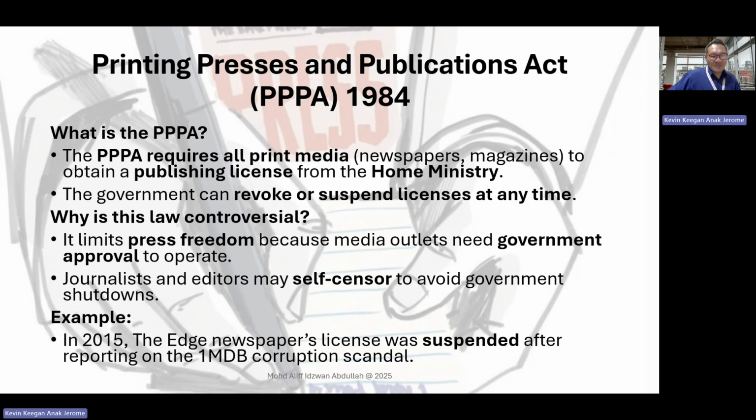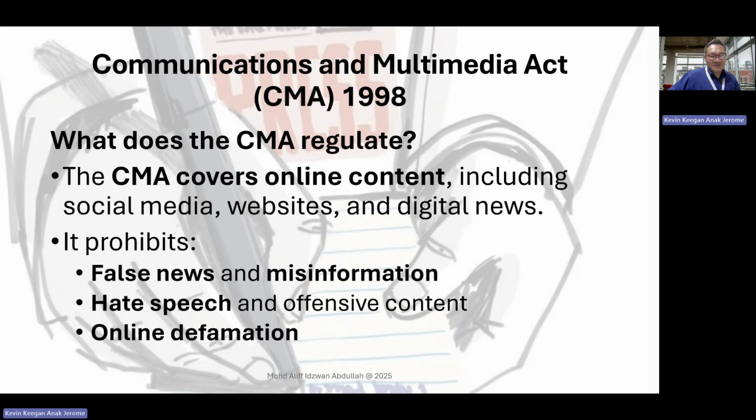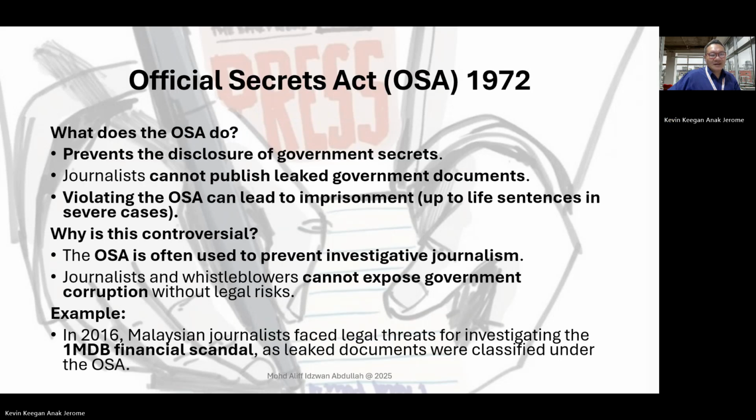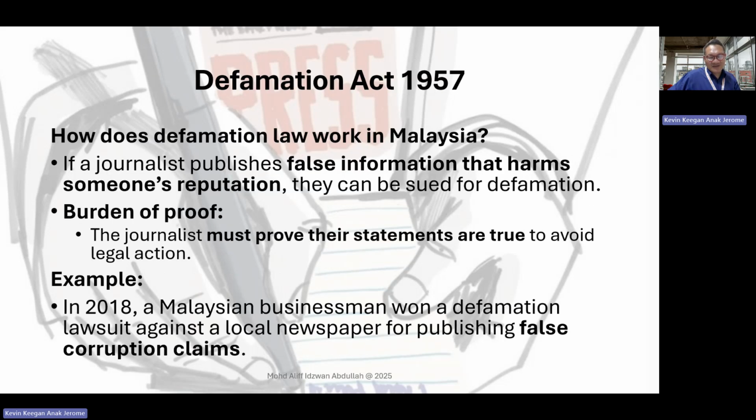Printing Press and Publication Act, PPPA, 1984. Okay, Communication and Multimedia Act, important, this one important. Prohibits false news, disinformation, hate speech, online debates. Punishment. Official Secrets Act, OSA, 1972, can read yourself. Defamation Act, 1957. Okay.